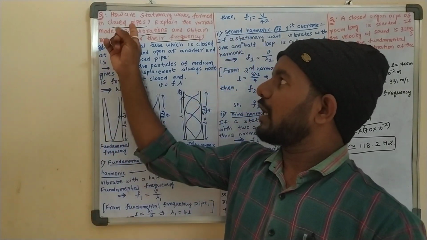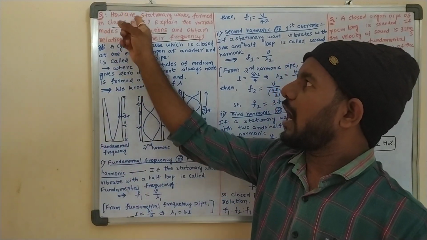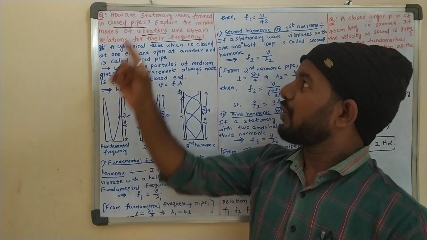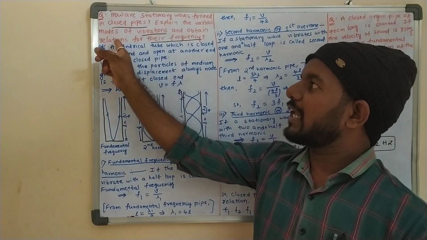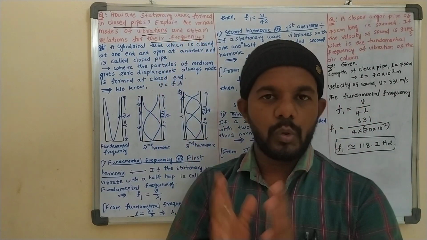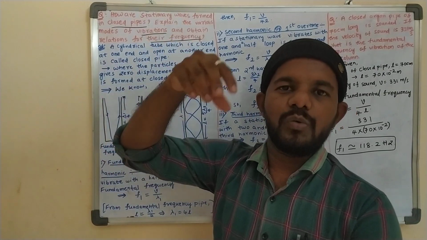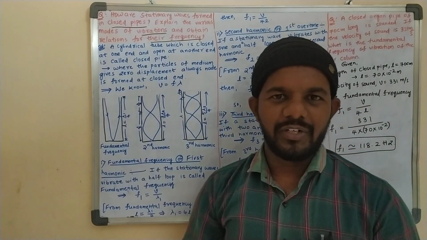Okay, so coming to this closed pipe, the question will be: how are stationary waves formed in closed pipes? Explain the formation of modes of vibrations and obtain the relation for their frequencies. So what is a closed pipe first of all, and if you are applying sounds in that, then what are the relations for their frequencies?